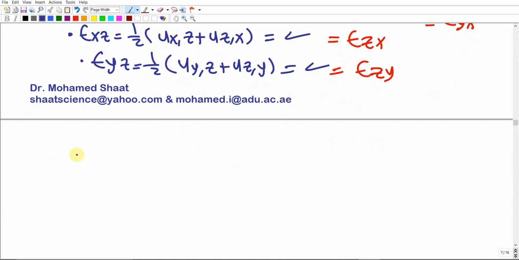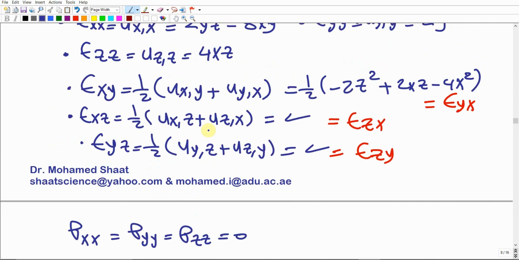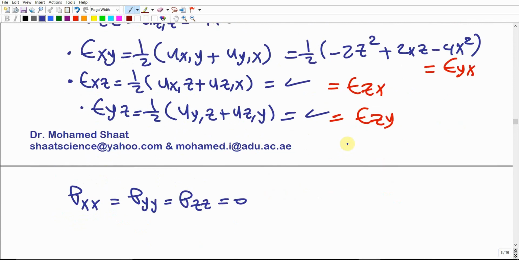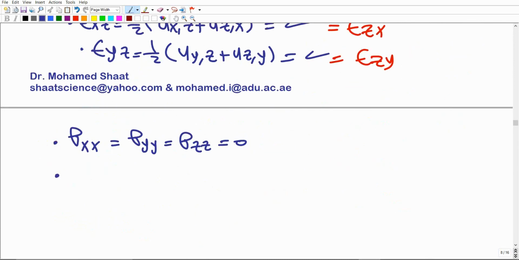How about the rotation tensor? The rotation tensor itself: theta xx, theta yy, and theta zz are zeros. Because why? Because we demonstrated this one is 0. It should be ux comma x negative ux comma x, which is definitely 0. But for the off-diagonal component, theta xy, it should equal negative theta yx, equals 1 over 2 the uy comma x negative the ux comma y.